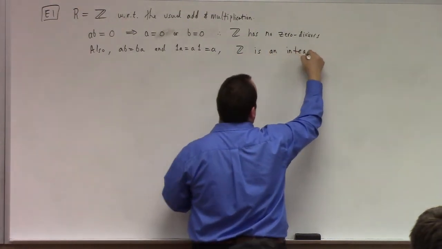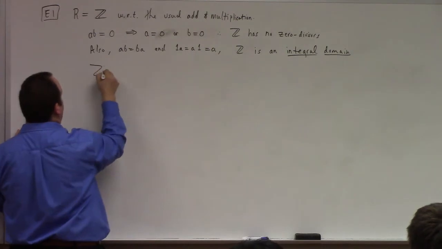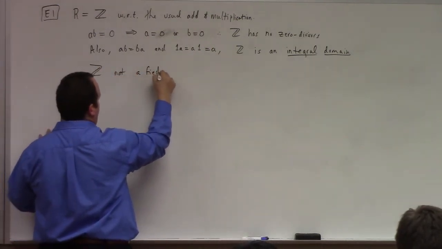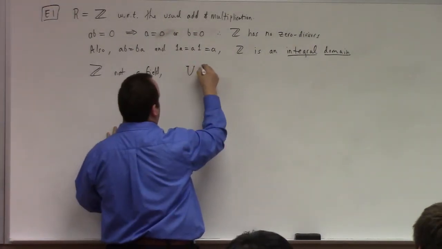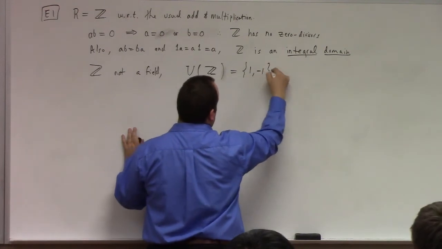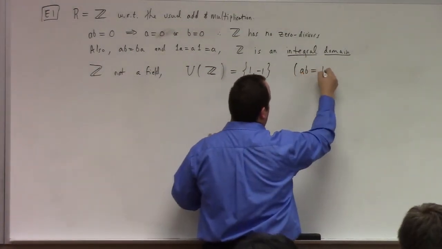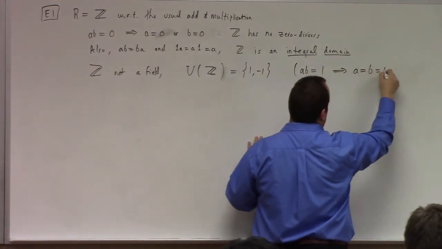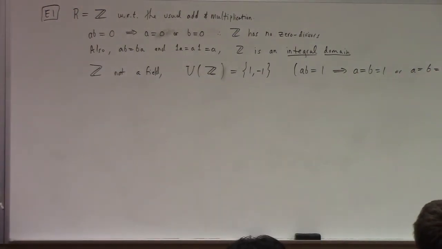Is Z a field? Z is not a field. Why? Okay, so you're looking at it in the positive sense. The group of units of the integers is just what you said: it's 1 and minus 1. Those are the only numbers which you can multiply and get back 1 from a product. If you look at the solution set to the equation AB equals 1, that implies that either A equals B equals 1, or A equals B equals minus 1. Those are your solutions in the integers. So the group of units of the integers is just plus or minus 1.